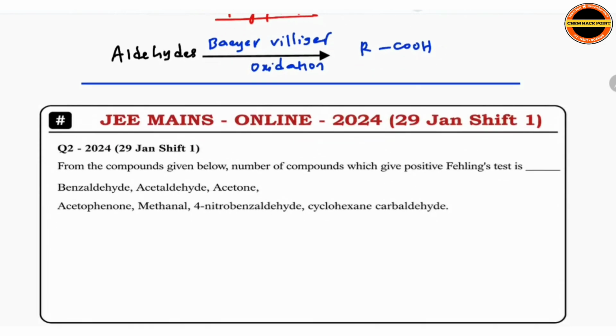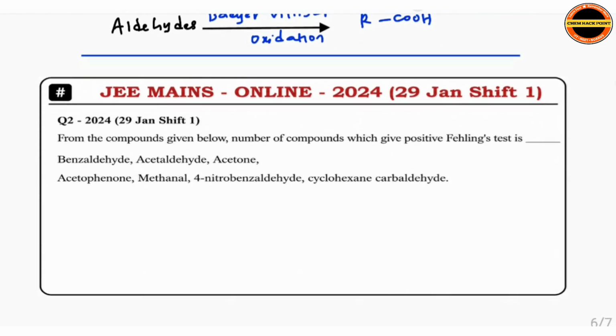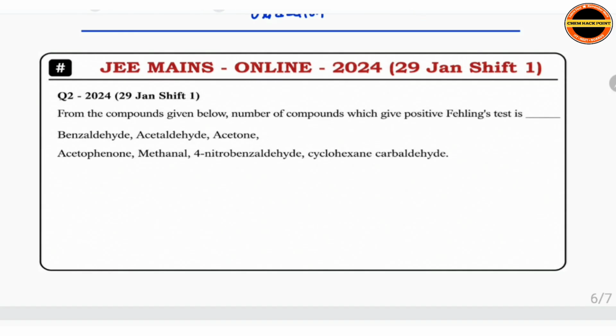See JEE Mains online 2024, 29 January, shift 1, first question. From the compounds given below, find the number of compounds that give a positive Fehling's test. Just now we wrote that aldehydes will give it, while benzaldehyde will not, and ketones will not. Benzaldehyde will not give the test. Acetaldehyde, yes, it gives the test. Acetone is a ketone, so it will not. Acetophenone is also a ketone, so it will not give the test.